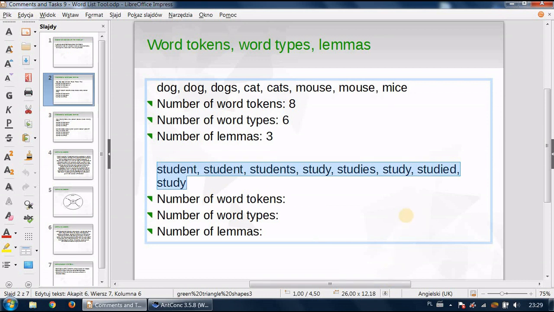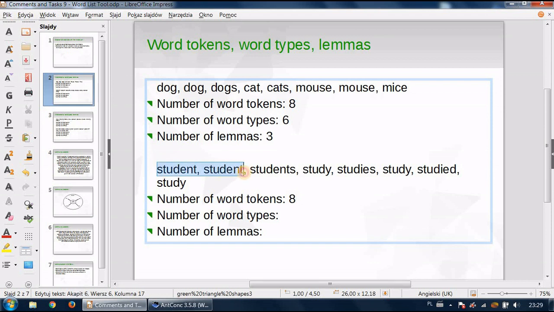Okay, so ready, steady, go. Stop the recording and do it now, please. Okay, so let me do it myself. We have student. Oh, well, let's count word types first. It's the easiest. 1, 2, 3, 4, 5, 6, 7, 8. That's 8.